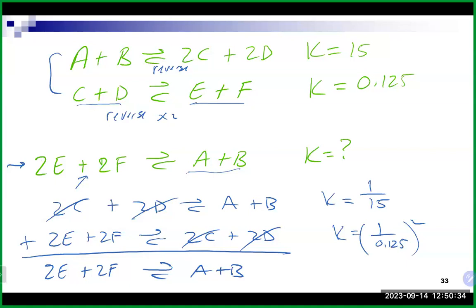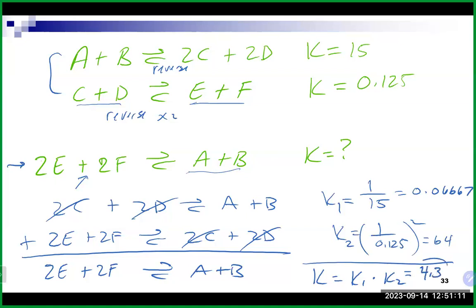Now for the numbers. 1 divided by 15 gets us 0.06667. We're going to do 1 divided by 1.125, then we're going to square it. That's going to give me maybe a 64 in that case. To get to this here, we'll call these K1 and K2. I need to find K1 times K2. Again, not adding in this case. So that would be 64 times my 0.06 number, I think. That's going to give me a K value of, we'll call it 4.3 in this case. Any questions on that?